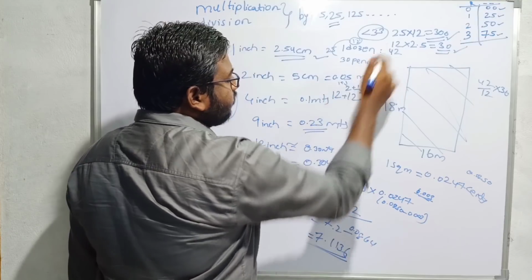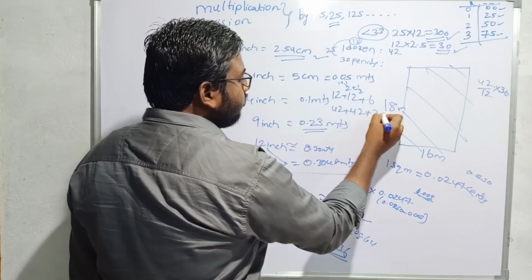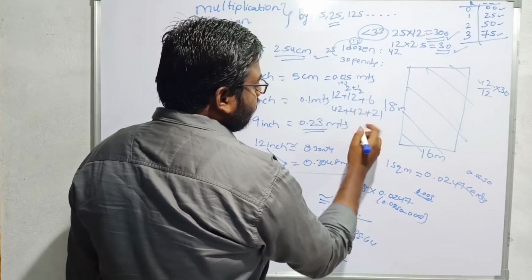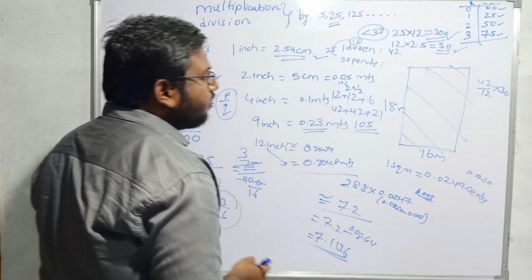So 1 dozen value is 42 and another dozen value is 42. Half dozen value is 21. This is 84 plus 21. 8 plus 2, 10. This is 105. 105 is the answer for this.